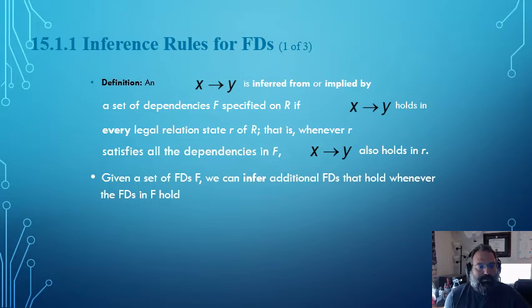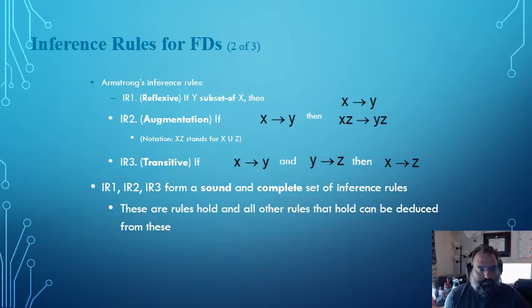Definition, inference rules for functional dependencies. X implies Y is inferred from, or implied by, a set of dependencies F specified on R if X implies Y holds in every legal relation state r of R. That is, whenever r satisfies all the dependencies in F, X implies Y also holds in r. Given a set of functional dependencies F, we can infer additional functional dependencies that hold whenever the FDs in F hold. Armstrong's inference rules are as follows.